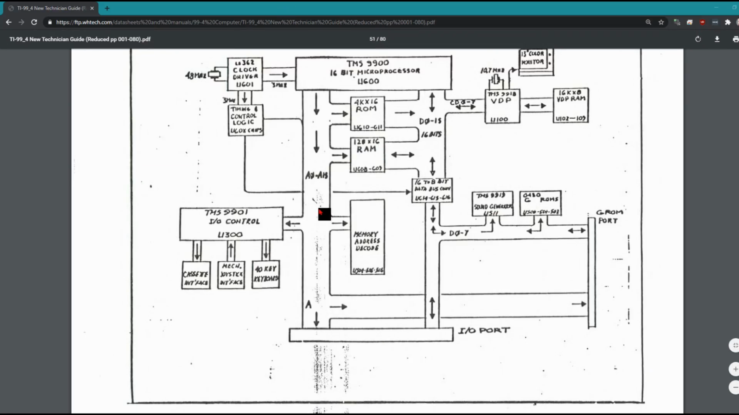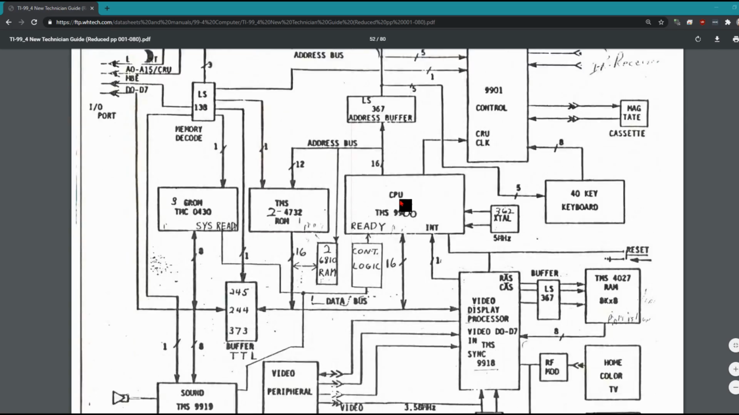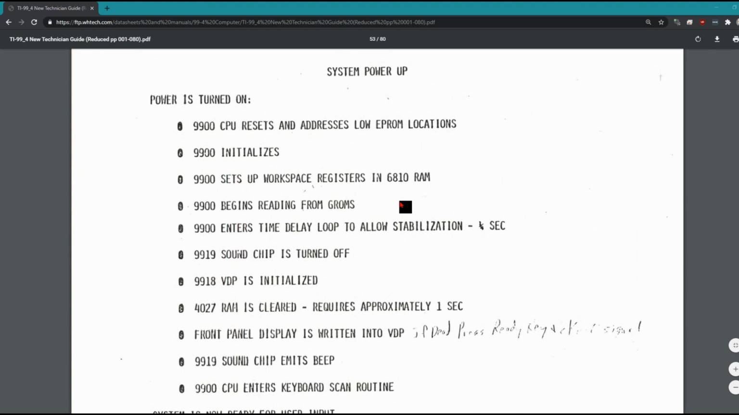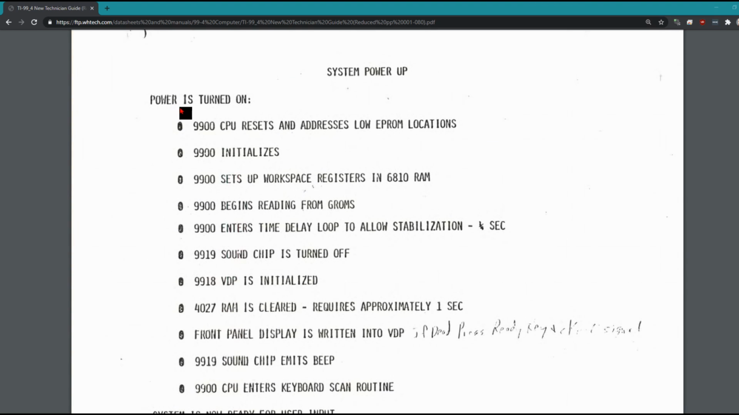Now what's cool in this document is when we scroll down here, past this additional stuff, look at this. Here's the system power-up routine. So power is turned on and the 9900 CPU resets and addresses the low EEPROM locations. The CPU initializes, it sets up the workspace registers in the 6810 RAM. That's that 16-bit work RAM I was talking about. 9900 begins reading from GROMs.